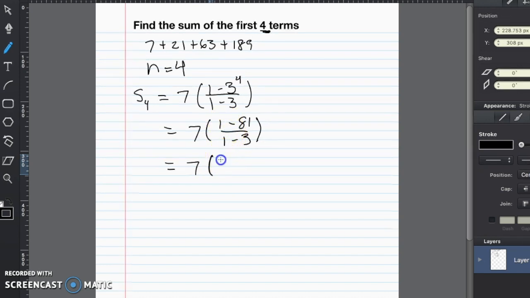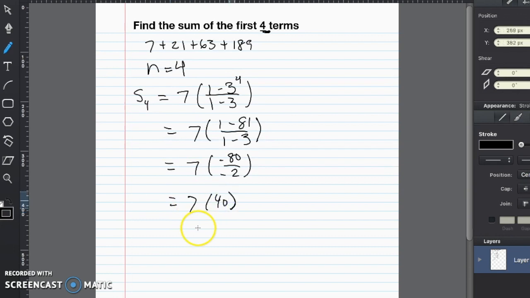So I'll have negative 80 on top. I'll have a negative 2 on the bottom. Again, a negative divided by negative, that's going to give me positive. So that's going to be positive 40 when I divide those two things out. And that's going to give me 280, right? So the sum of the first 4 terms, so the sum of this series is going to be 280.